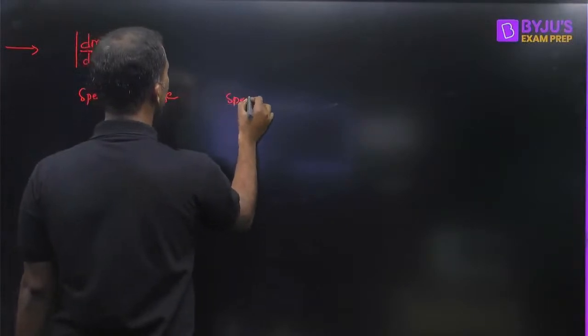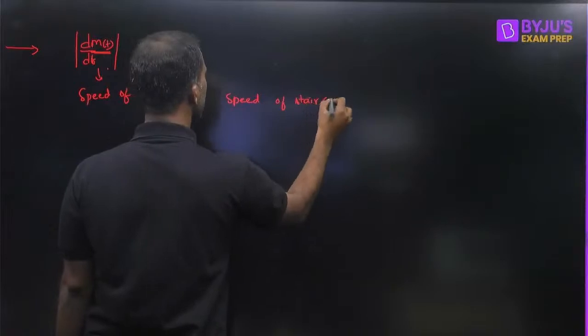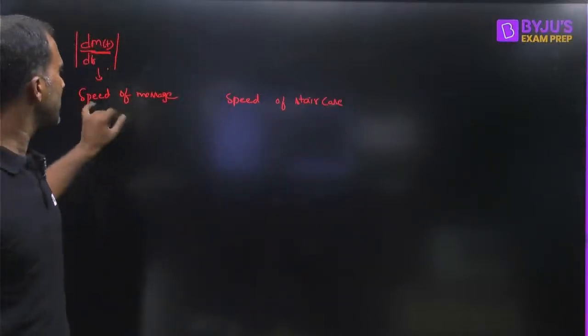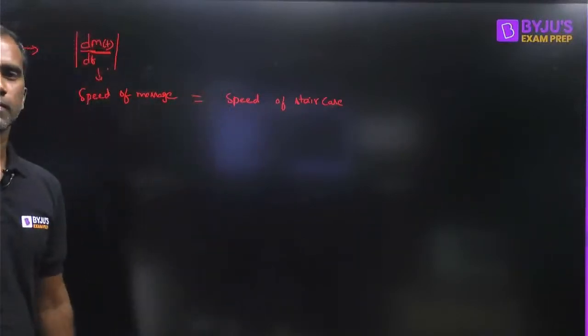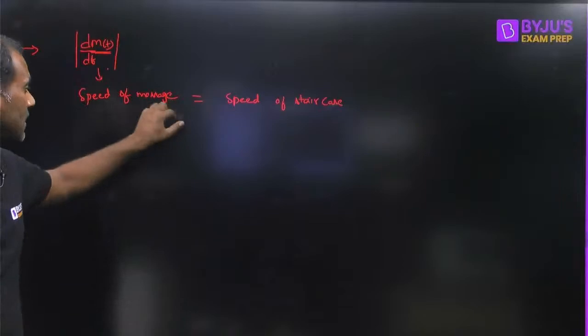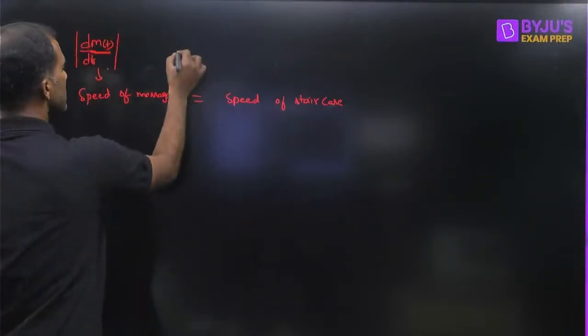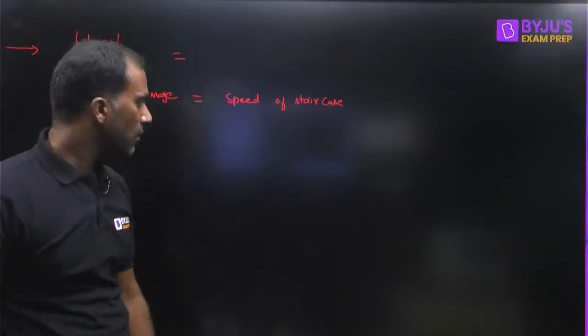Can anyone tell me how about the speed of the staircase signal? We want these two to match, right? For no distortion, we want the speed of message and speed of staircase to match. Correct? Whatever we have understood, the same thing we are trying to write mathematically. So this is the speed of message. Now let us understand the speed of the staircase. What is the speed of the staircase?